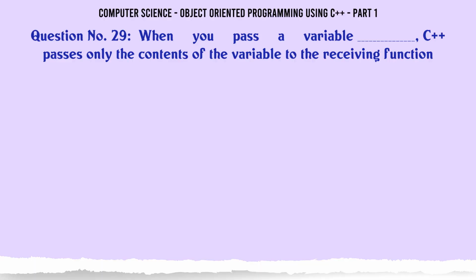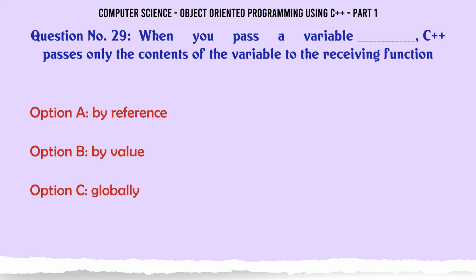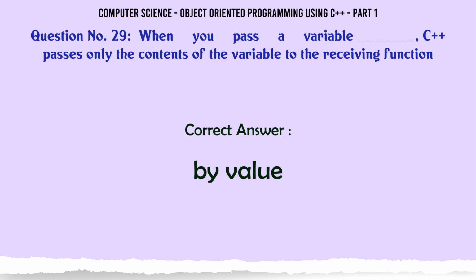When you pass a variable blank, C++ passes only the contents of the variable to the receiving function. A. By reference, B. By value, C. Globally, D. Locally. The correct answer is by value.